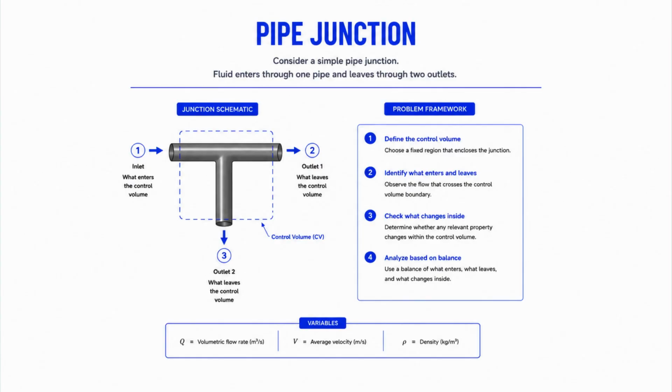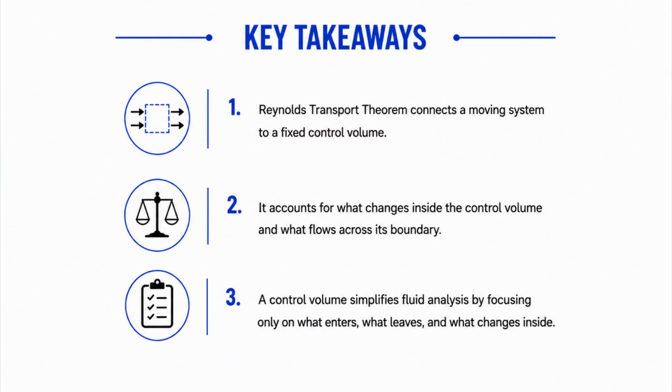This simple example shows why control volumes are so useful. A complicated motion of individual particles becomes a manageable balance of what enters, what leaves, and what changes inside. Reynolds Transport Theorem is the bridge between following the fluid and observing a fixed region in space. By using a control volume, engineers can simplify complex fluid motion into a practical engineering problem that can be analyzed and solved.